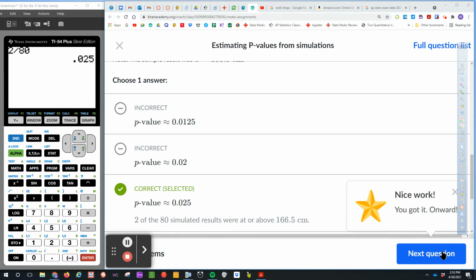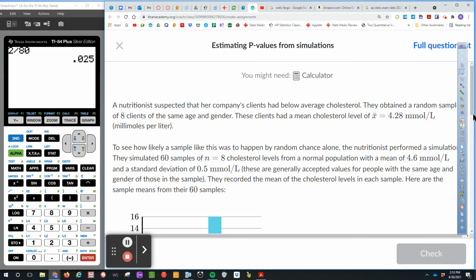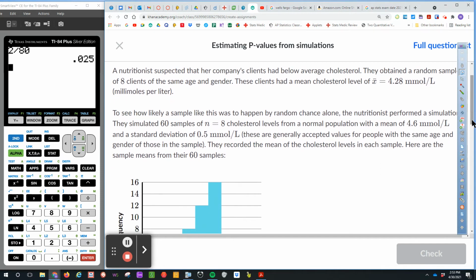Okay, so next question. Let's do one more. A nutritionist suspected that her company's clients had below average cholesterol. They obtained a random sample of 8 clients of the same age and gender. These clients had a mean cholesterol level of x bar equals 4.28, millimoles per liter.